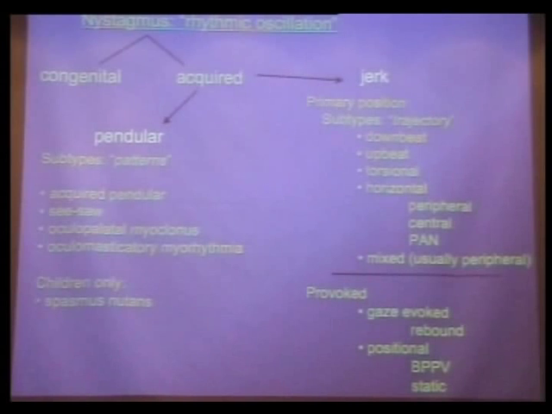Positional nystagmus means that you can see it in primary position at some point, but you have to move their head or their body in some way. And of course, the classic version of this is benign paroxysmal positional vertigo, where you get the person to look up or look down or lie them down, and suddenly the eyes start to twitch and they feel vertiginous. Okay, so that's how I think about it.